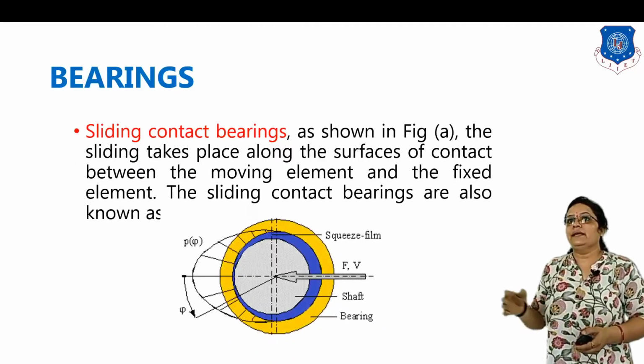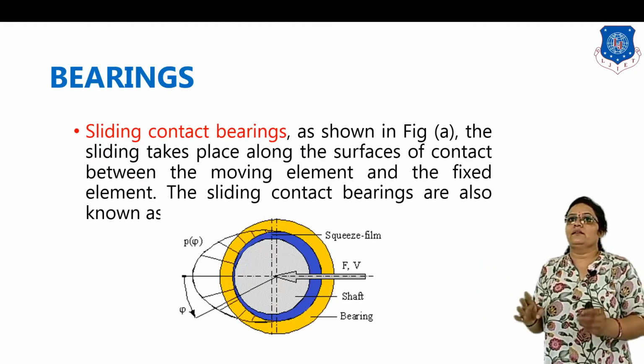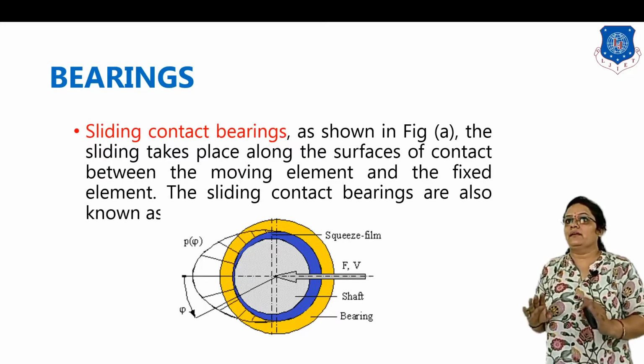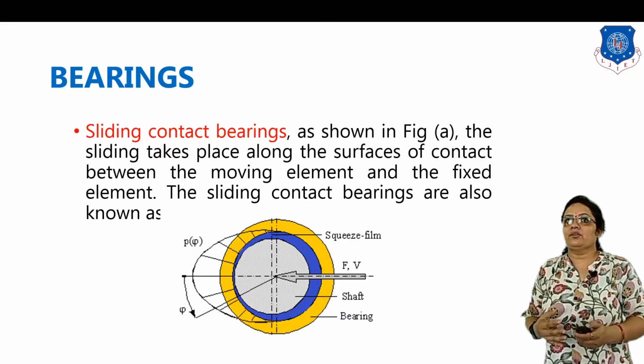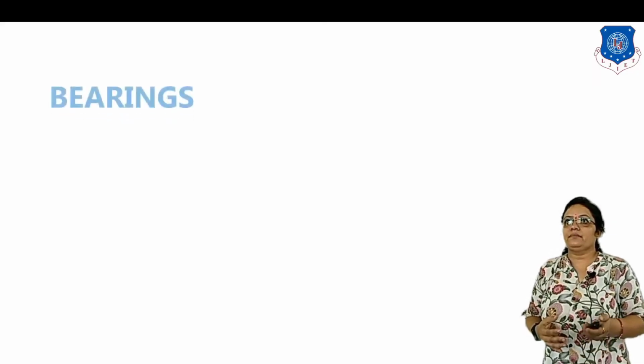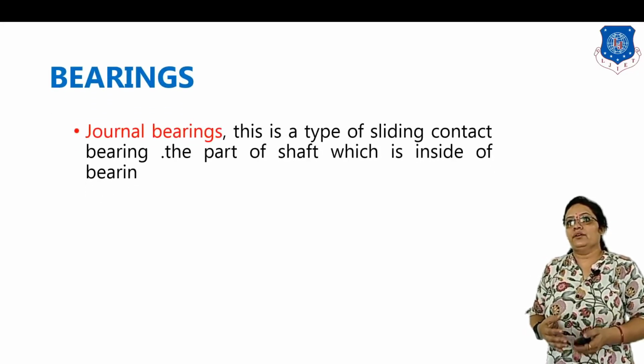So, sliding contact bearing. There is surface contact, there is no point contact, and line contact occurs. This type of bearing has a high coefficient of starting friction. Next is the journal bearing.